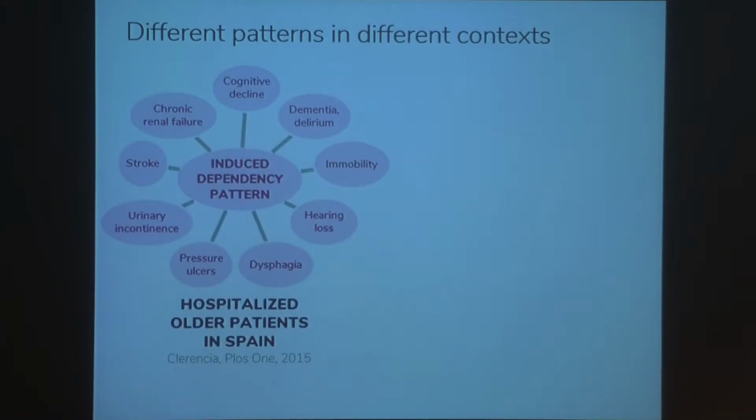So I brought some examples from the literature. This is a study that we did in hospitalized older patients in Spain. And one of the patterns that we got for these individuals, we called the induced dependency pattern. As you see here, several very prevalent geriatric syndromes cluster together, such as immobility, urinary incontinence, or delirium. And we hypothesized that because of the common stressor, which might be the acute hospitalization, these health problems might cluster together in this specific setting, in this specific population.